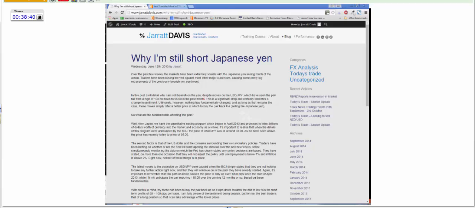And what was I saying? Effectively, I was saying dollar yen's going up. Okay, and if you look at this paragraph here, you can see it's important to remember that this path of action caused the price to rally up over 1,000 pips since the start of April 2013, while I firmly anticipate the pair reaching 110 over the coming 12 months or so based on these fundamentals. Now, dollar yen hasn't quite hit 110 yet. It's getting there. It's about 30 or 40 pips off, I think, last time I looked. So I'm going to just say it's got to 110. If you're going to call out over 30 pips, then fine.